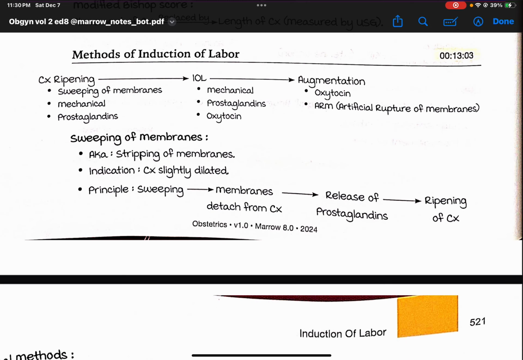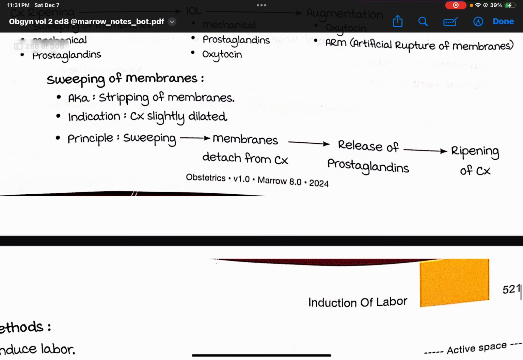Methods of induction of labor. Cervix ripening will lead to induction of labor, then augmentation. Cervix ripening: sweeping of membranes, mechanical, prostaglandin. Induction of labor: mechanical, prostaglandins, oxytocin. Augmentation: oxytocin, artificial rupture of membranes. Sweeping of membranes is also known as stripping of membranes.